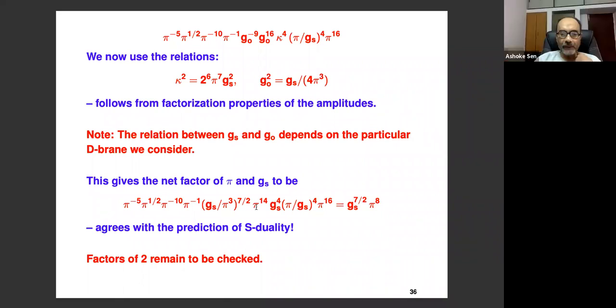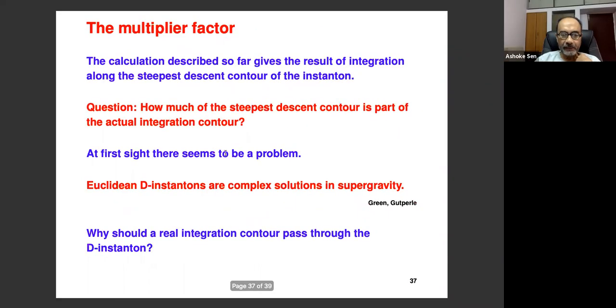Now there's one final thing that I have to say, and that's this multiplier factor. What we have described so far is that the calculation that we did gives a result of integration along the steepest descent contour of the instanton, right? And in this case, the steepest descent contour is basically along the real axis.